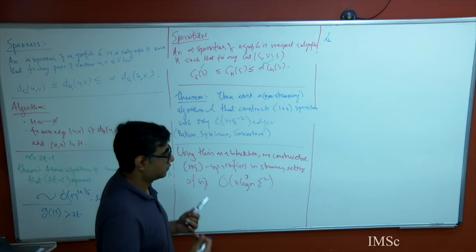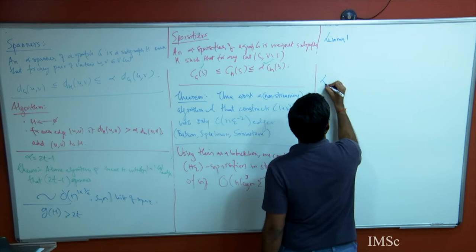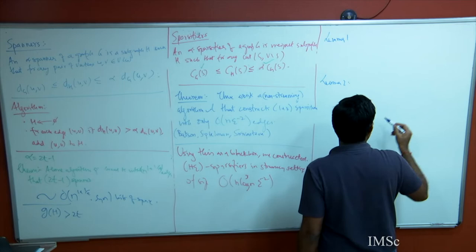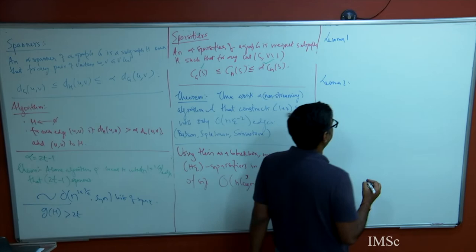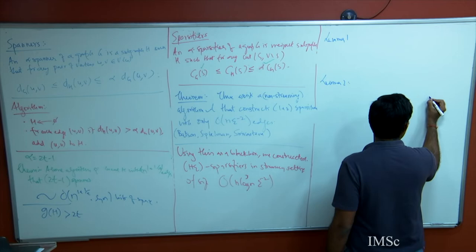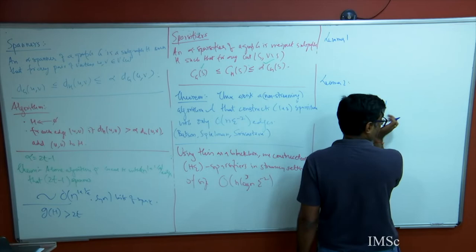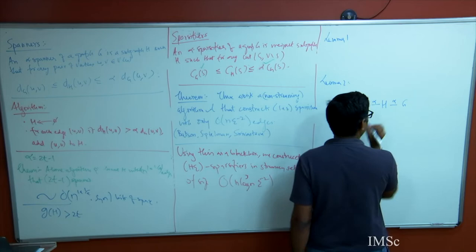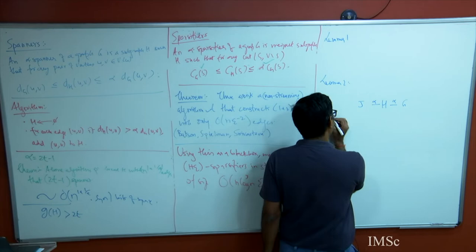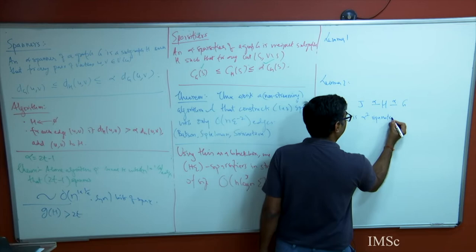We would like to recursively construct this. And the two lemmas which we used were quite simple. The second one was about transitivity. So imagine that you have a sparsifier, okay? Here is H, and J is a sparsifier of H. H is a sparsifier of G. Suppose this is alpha, this is alpha. Then we proved that J is an alpha squared sparsifier for G.